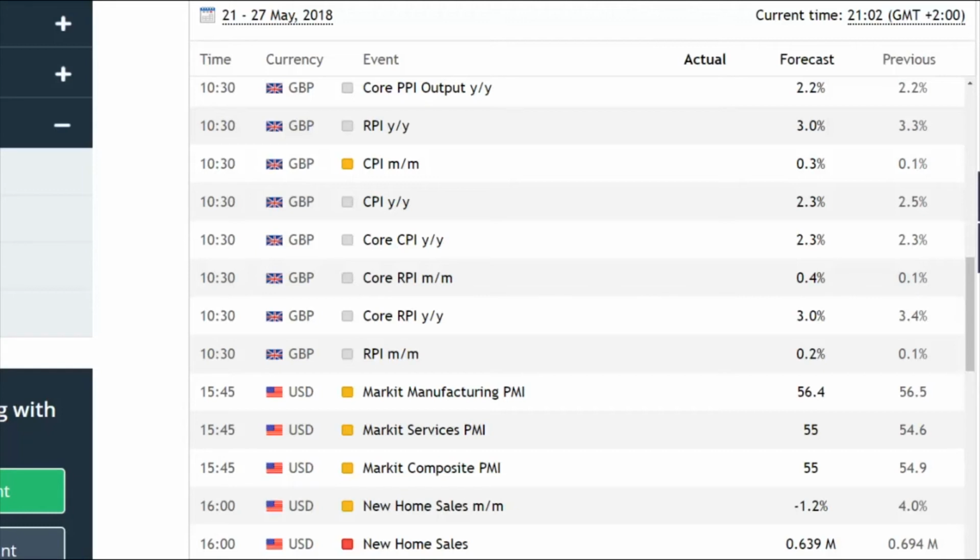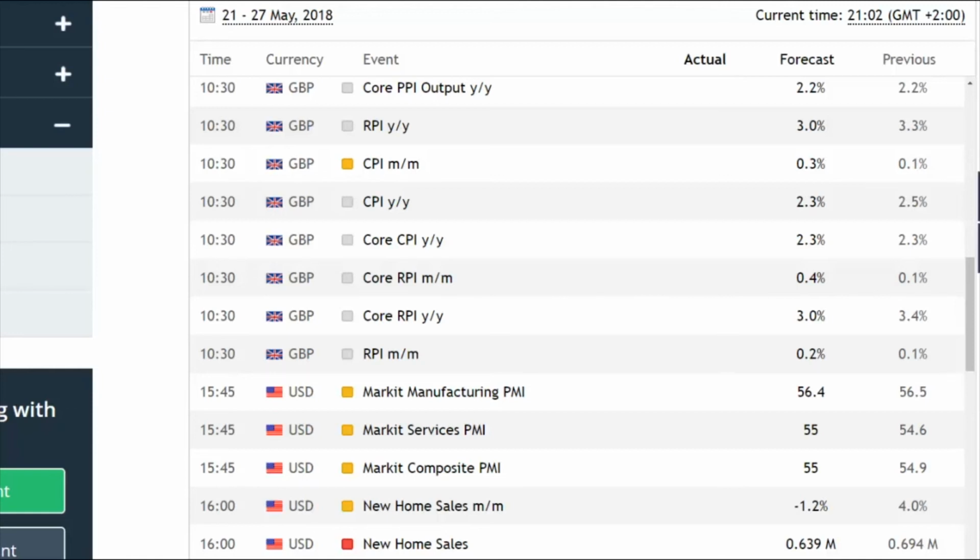Along with the CPI data, the Bank of England also releases RPI, which is the Retail Price Index. While it's calculated using a different method, it still tries to measure the same thing, the level of inflation. RPI data is considered not as important and often just reinforces the market's view of CPI data.